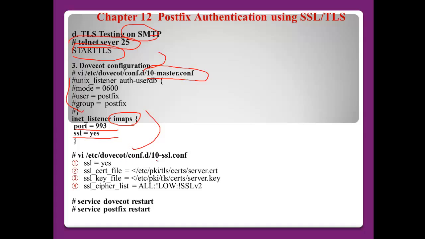And after that, open 10-ssl.conf. Here we have to configure like this: ssl yes, and the certificate, your certificate, and the key file. We will use this one. And after that, the cipher list like this. And then postfix restart.